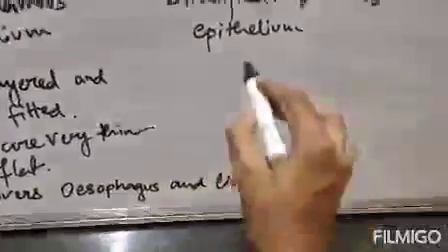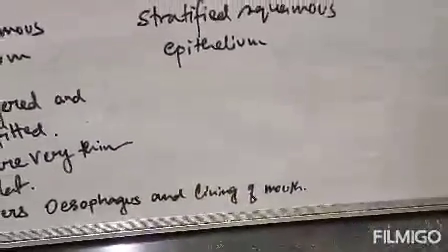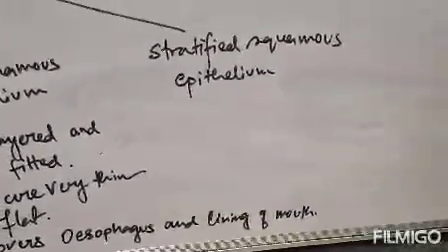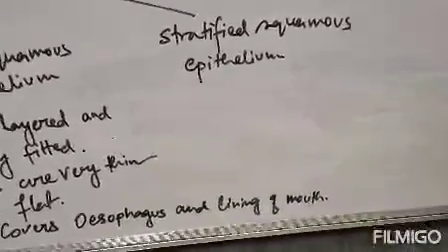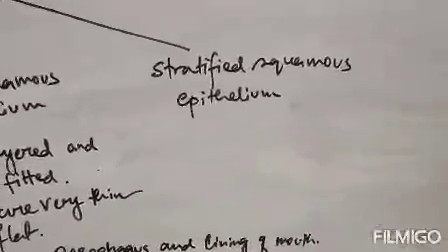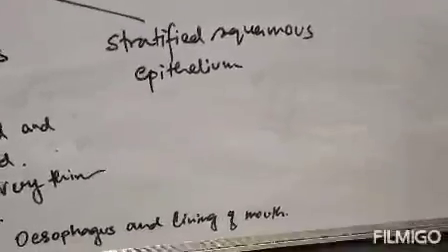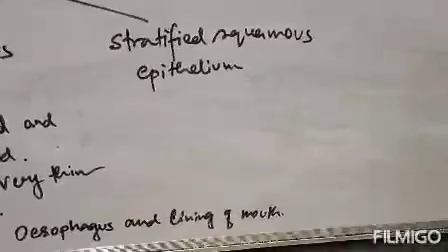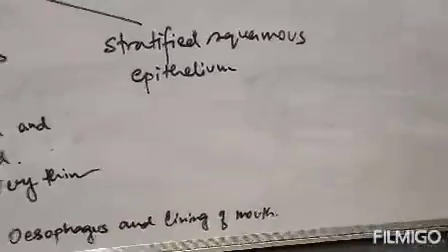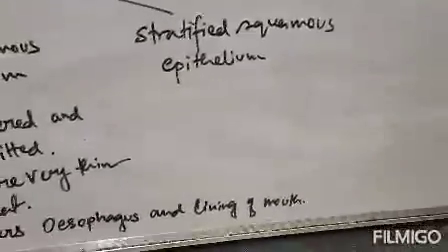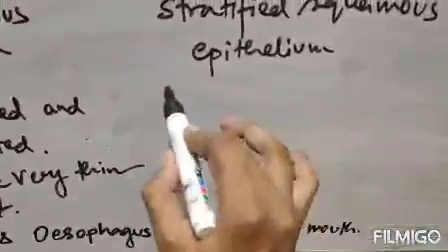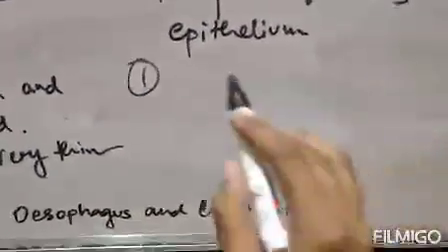Coming to stratified squamous epithelium, it is found on the outer side of the skin. Why? Because it is highly resistant to mechanical injury, and this is waterproof also. That is why it is found on the outer side of the skin. So number one point of stratified squamous epithelium is it is found on the outer side of the skin.